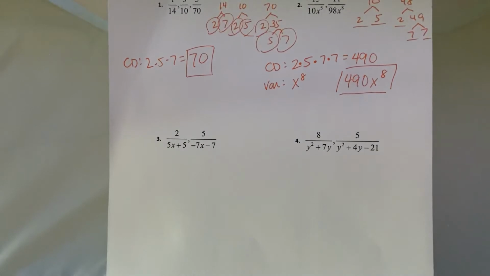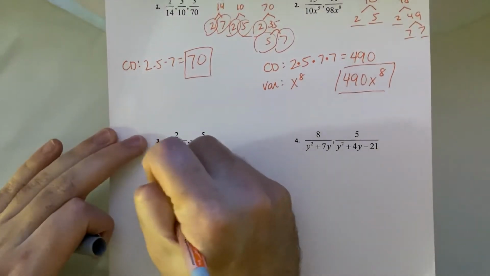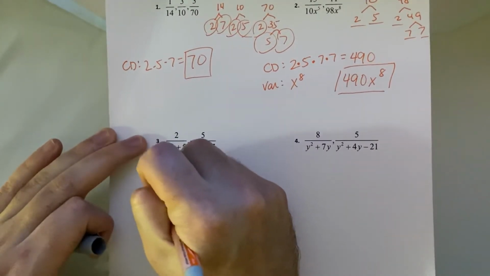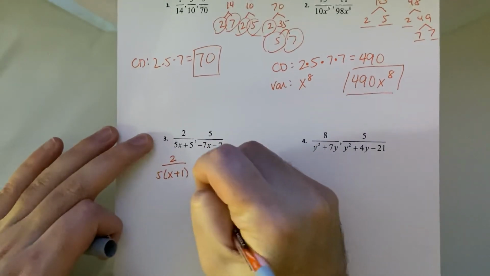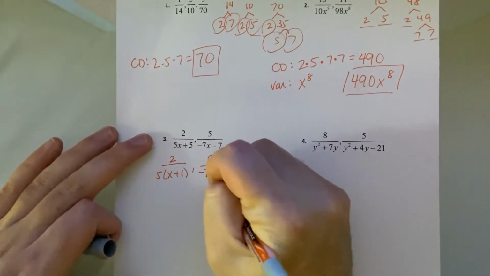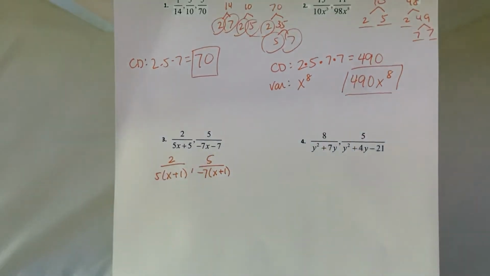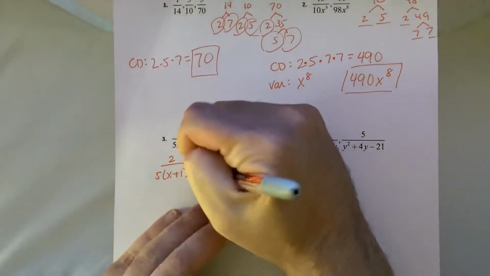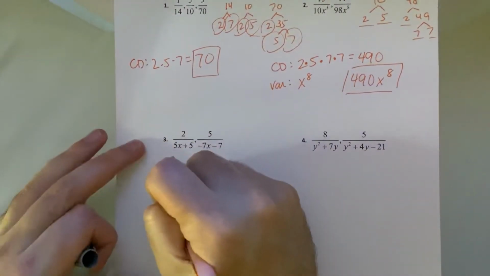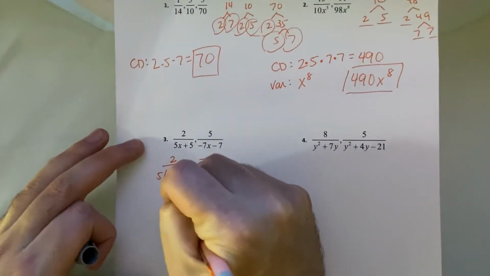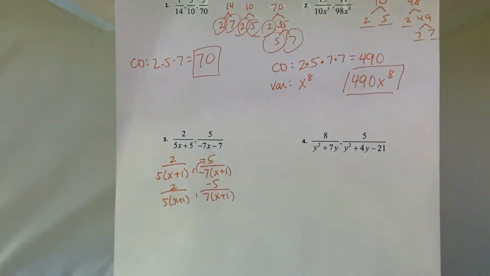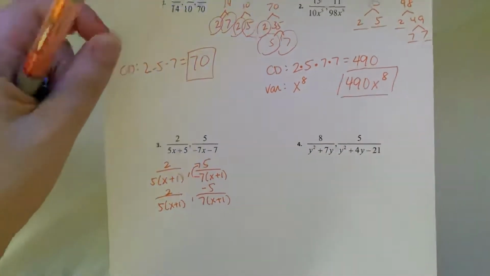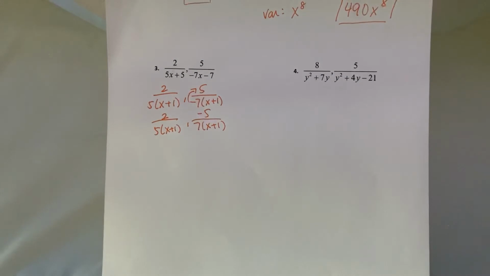With numbers and variables in binomials, it's a little different. In this first one, I'm going to factor 5 times x plus 1. The second one, I'm going to factor out the negative 7 times x plus 1. I'm just going to move the negative 7 to the numerator, make this 2 over 5 times x plus 1, and negative 5 over 7 times x plus 1. The negative can always be shifted around. I would recommend doing so when in doubt.